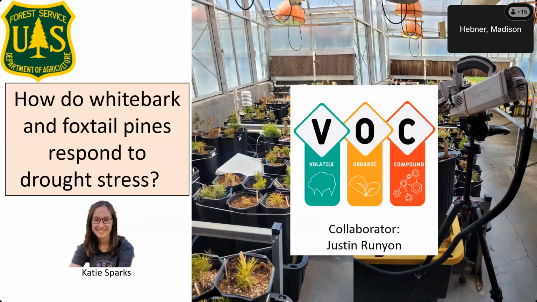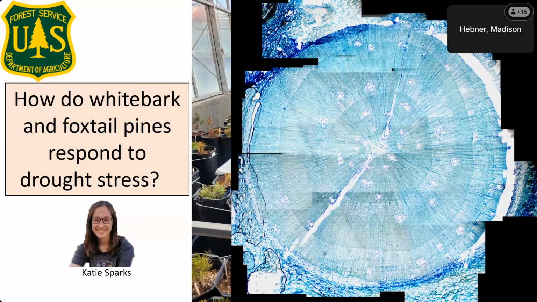Katie's also measuring volatile organic compounds, or VOCs, in collaboration with Justin Runyon with the Forest Service, and comparing those among those populations and species. And Katie also developed this really neat protocol for looking at xylem traits, or that water conducting tissue of trees. This is a cross section of a stem of a whitebark pine. From these images, we can use computer software to measure different traits of this water conducting tissue that may link to drought resistance of northern and southern foxtail populations and between foxtail and whitebark pine. So lots of really cool work.